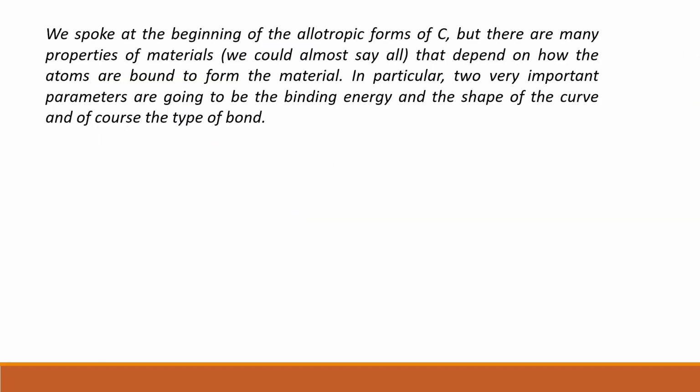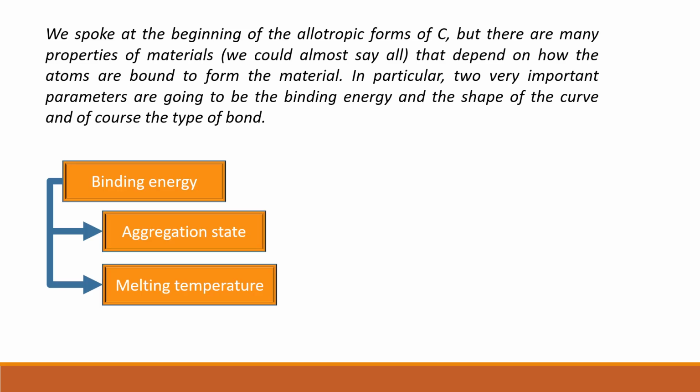We began this lesson talking about the allotropic forms of carbon, but there are many other properties, almost all the properties, that depend quite strongly on how the atoms are bound to form the material, the type of bond. In particular, we are going to focus on two very important parameters that determine or condition some macroscopic aspects of the materials that we are going to be involved with. So one of these parameters is the binding energy.